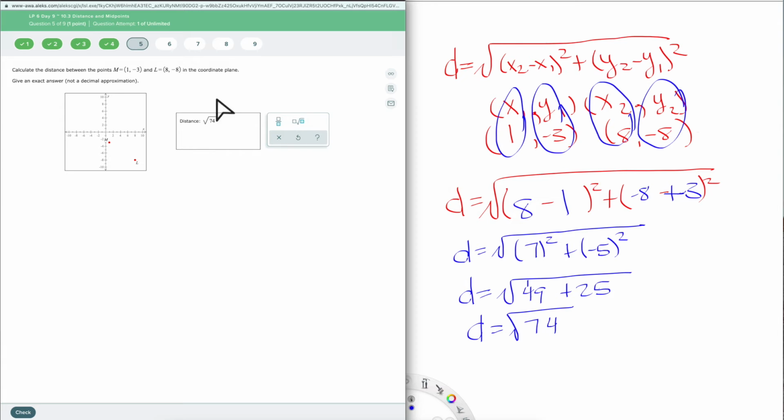It says give exact answers, not a decimal approximation, so it doesn't want us to take the square root of 74 and type it in here. It wants us to leave the square root sign.